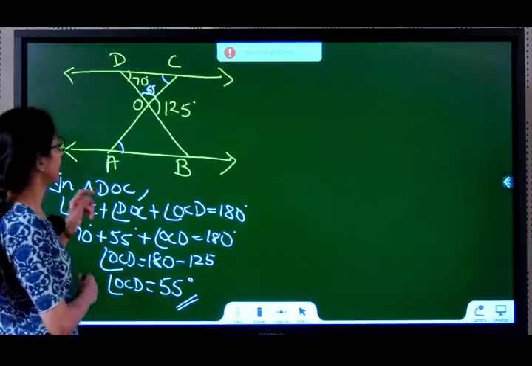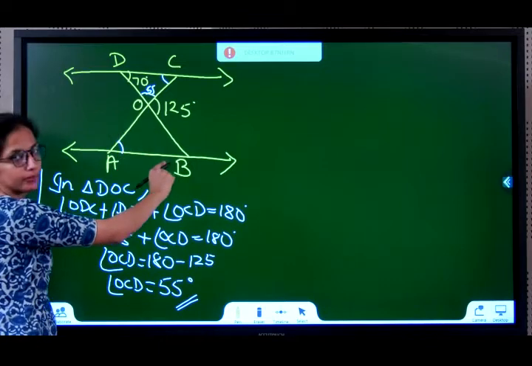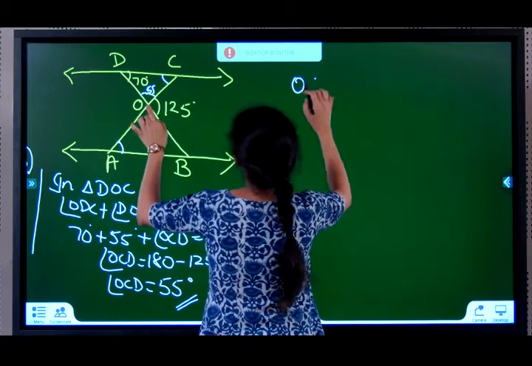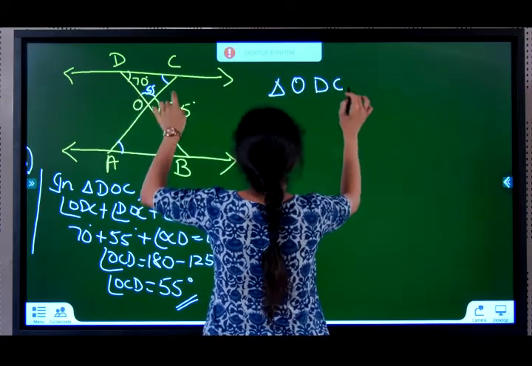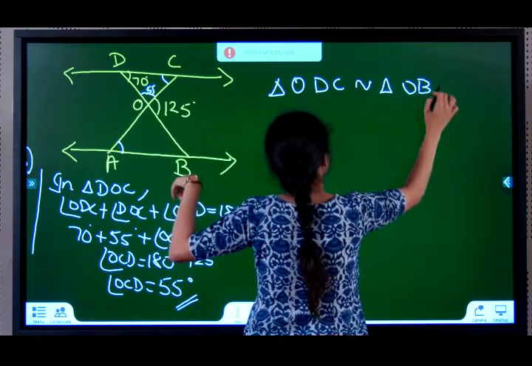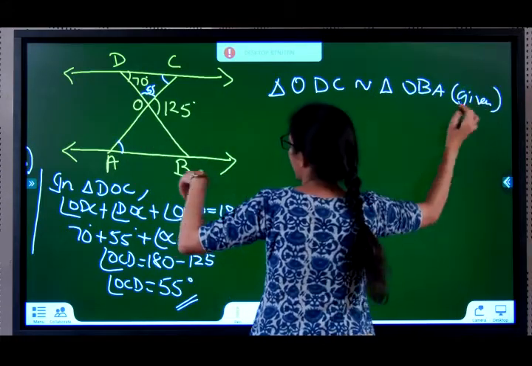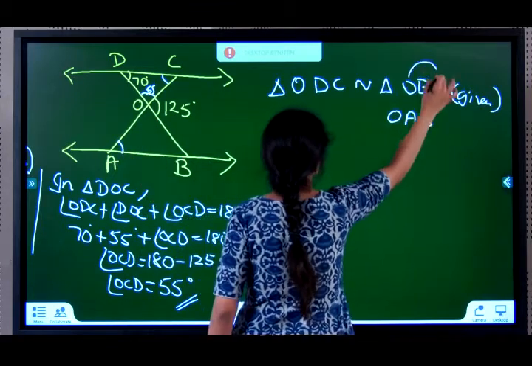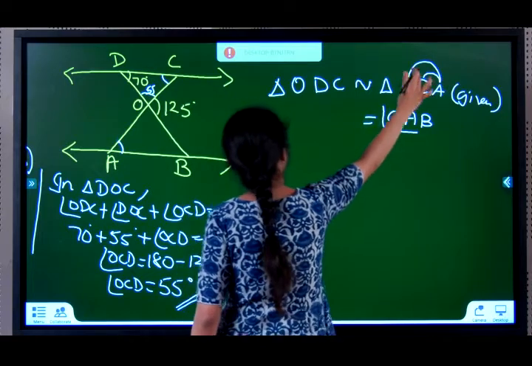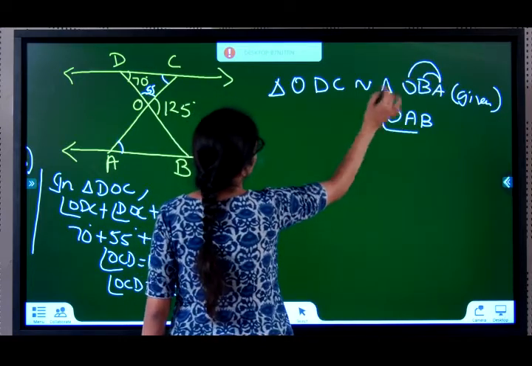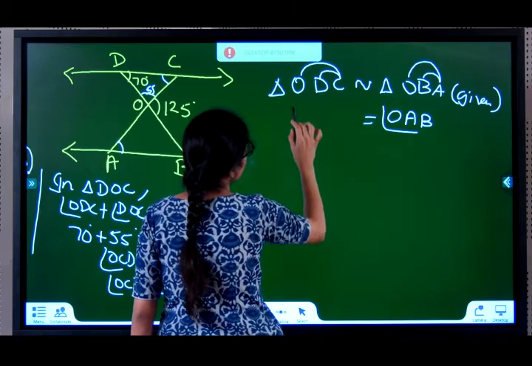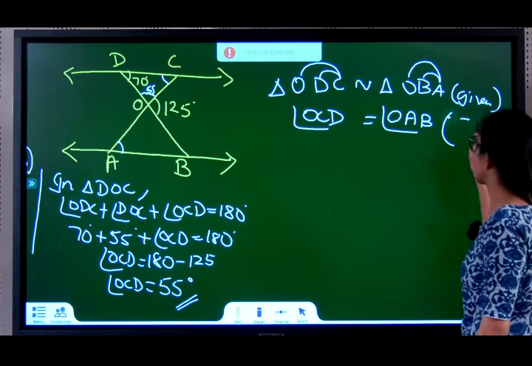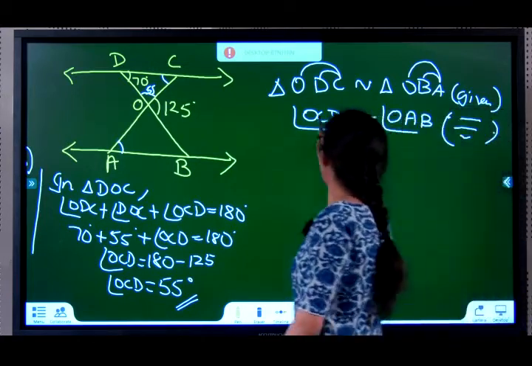The next angle that they've asked us to find is OAB, right? So they have already given us triangle ODC is similar to triangle OBA, it's given. I want OAB. So OAB is similar to OCD. Why? Corresponding angles of similar triangle are equal. Write that reason down. OCD is equal to OAB.